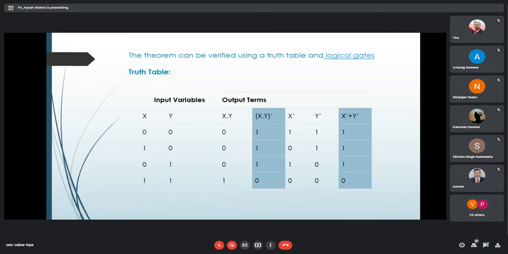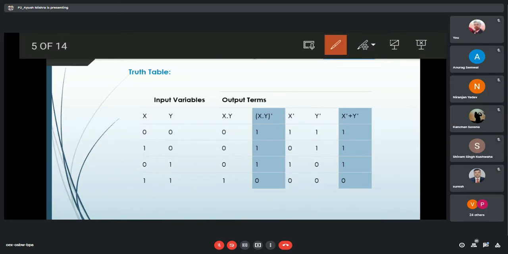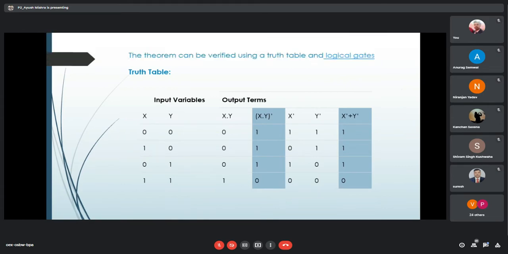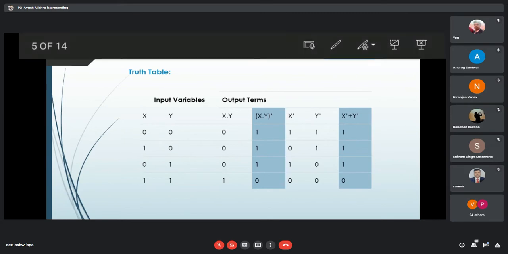We have the truth table here. We have the input variables, the x and the y columns, and you can see that this particular column and this particular column are equal. Okay, this proves that De Morgan's theorem holds true. We have in this column x dot y complement and in this column x complement plus y complement. So that is how we have proved De Morgan's theorem using the truth table.